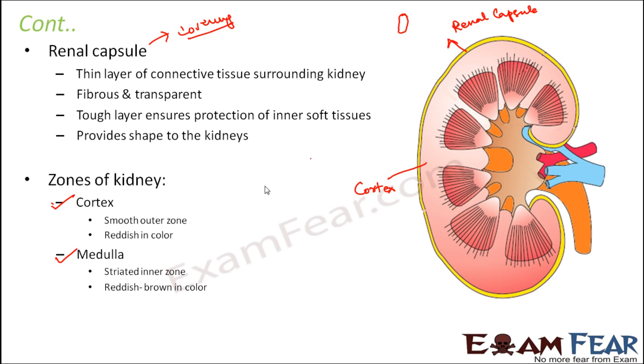Medulla is going to be the inner zone, that is the striated inner zone. So here you see striations. So many different things are present here. So this region is medulla. So this outer smooth zone is cortex and this inner zone is medulla, where you actually see so many structures. So it is not a smooth zone, of course. This zone is medulla and it is reddish brown in color. The color of the kidney itself is reddish brown, so more or less that would be the color.